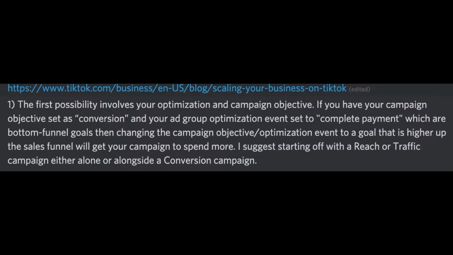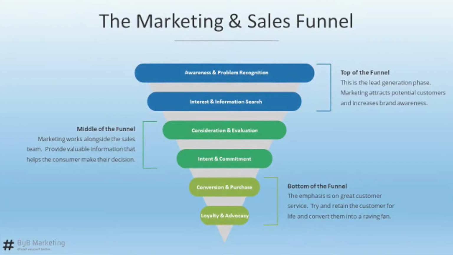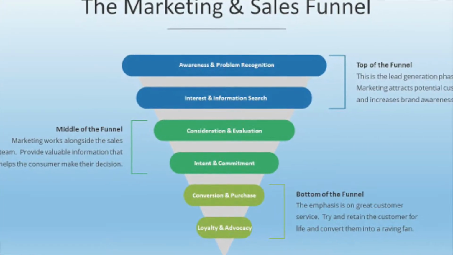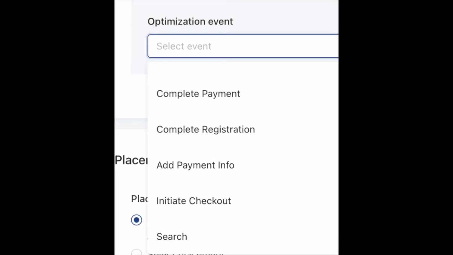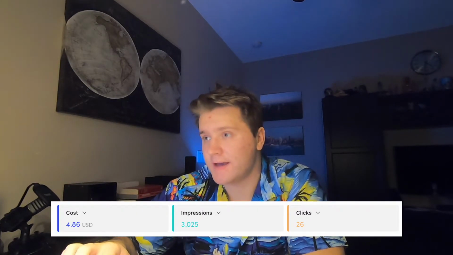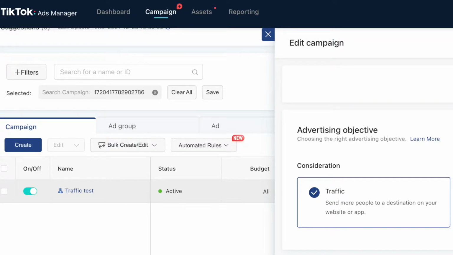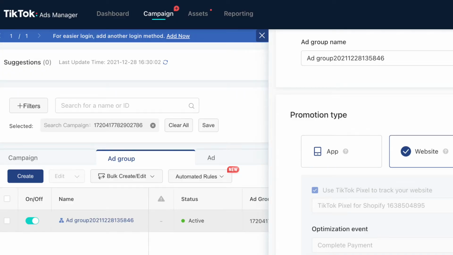The first possibility involves your optimization and campaign objective. If you have your campaign objective set as conversion and your ad group optimization event set to complete payment, which happen to be bottom funnel goals, then changing the campaign objective or optimization event to a goal that is higher up the sales funnel will get your campaign to spend more. I suggest starting off with a reach or traffic campaign either alone or alongside a conversion campaign. Right before I actually created this video, I made an advertisement and I set the advertising objective to traffic. I actually set the optimization to complete checkout.